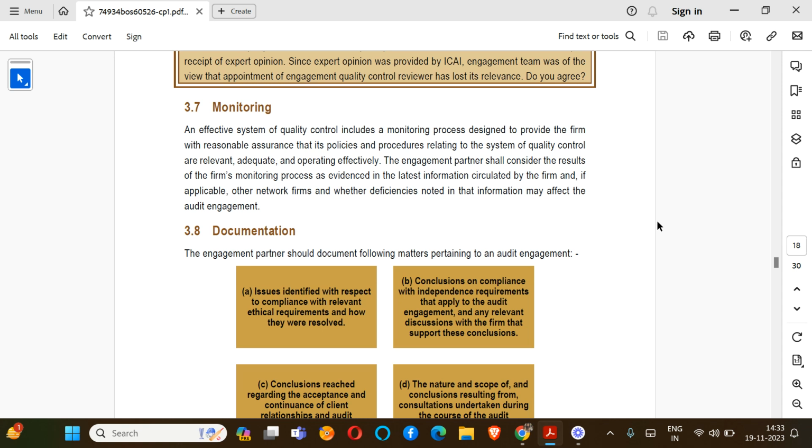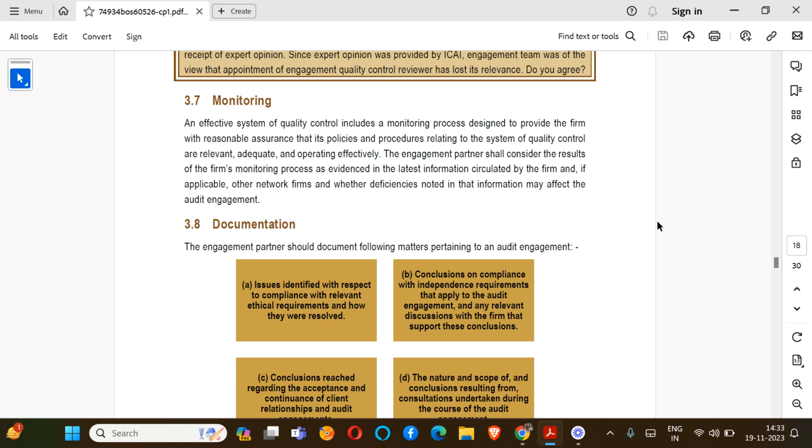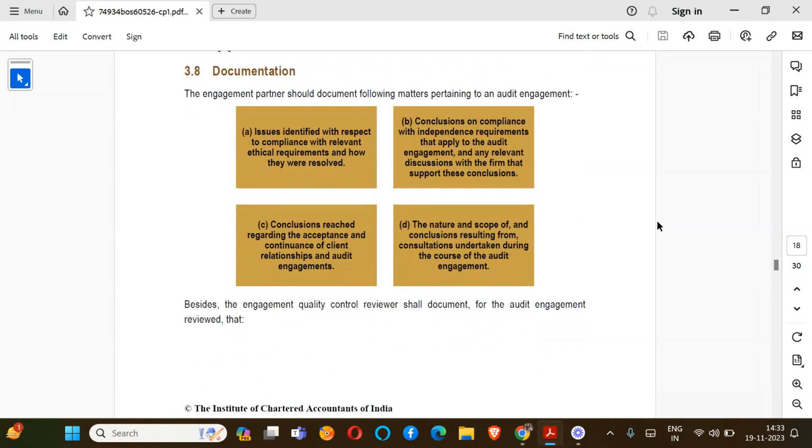After you are done with all the audit, you're done with quality control review, you also have to monitor the system of quality control and also all the things that are surrounding it, the requirements, the PRL requirements, whether they have been changed, whether they have been updated and all of that. Then you also have to document the same.